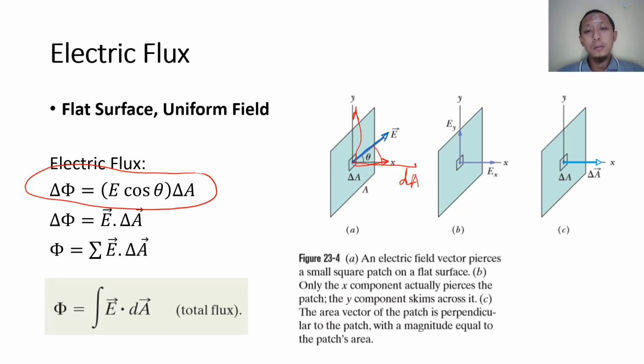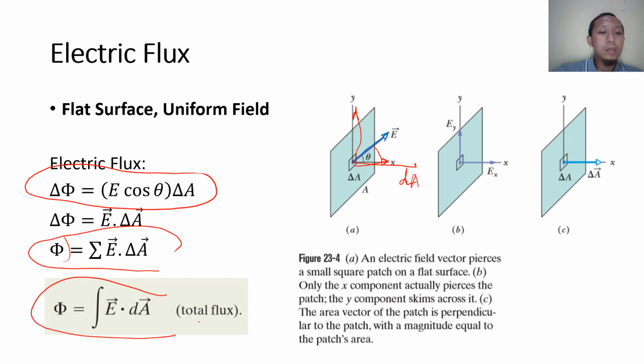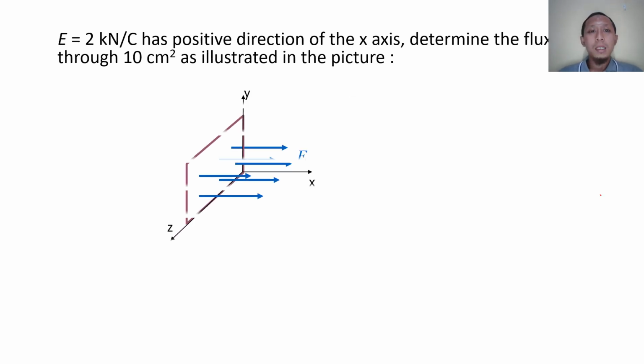If we want to know the total flux in the object, we have to make an integral, or in another way, we make a summation of many delta A, so we have the total flux. We can use this equation to express the total flux of the object. Okay, and this is the delta A, or the surface. So it's like this one.